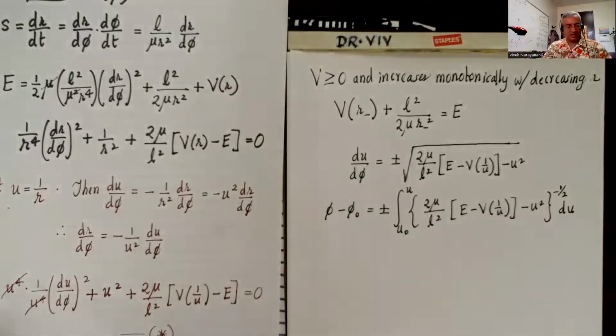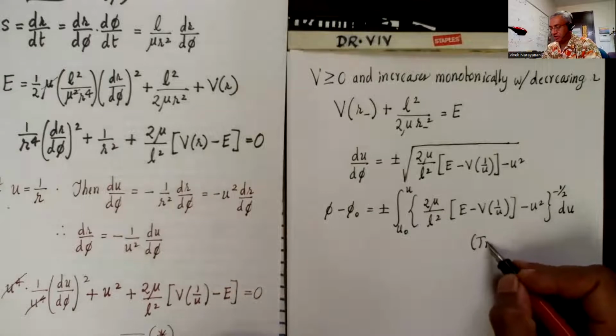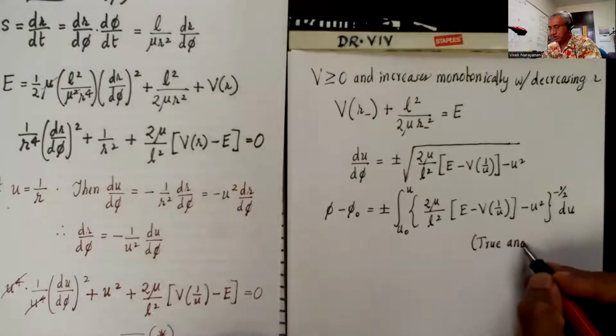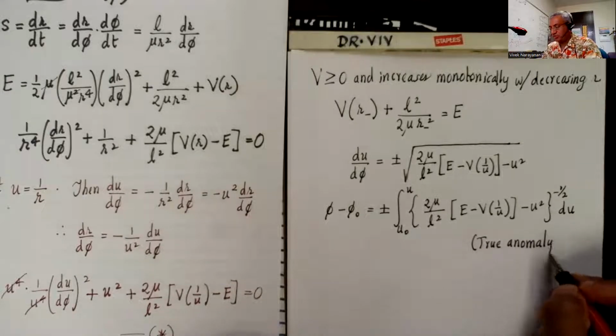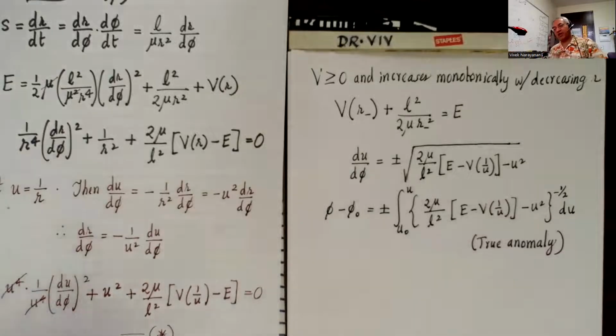This important quantity is called the true anomaly. The true anomaly is the angle made by the relative radius vector from the planet to some reference angle phi naught. Astronomers call this the true anomaly.